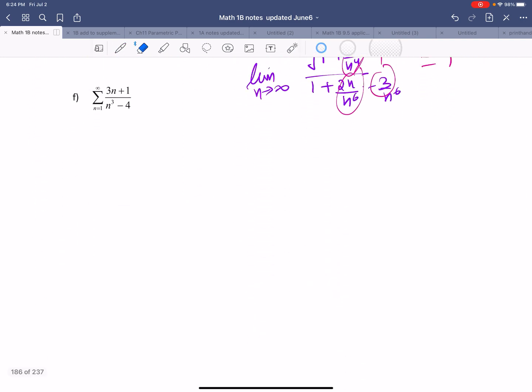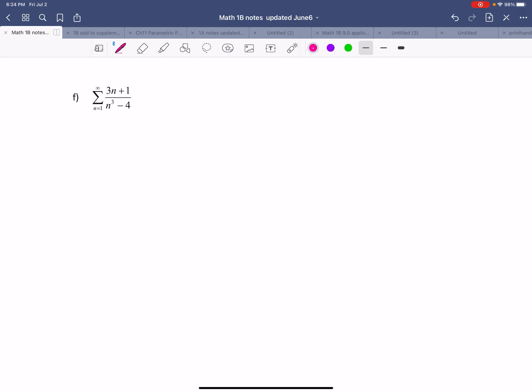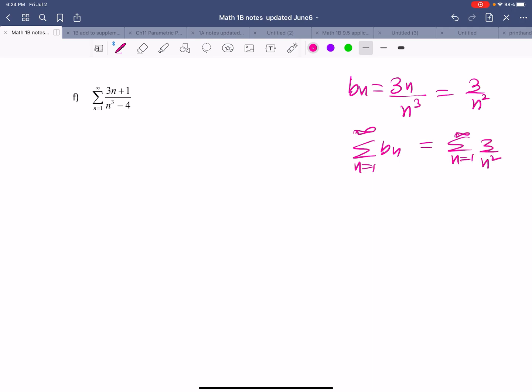Another example of the limit comparison test. Let's check this one out. The summation from n equals 1 to infinity of 3n plus 1 over n cubed minus 4. We're going to find a bn, which is a simpler series: 3n over n to the 3rd, which turns out to be 3 over n squared. So bn is the summation from n equals 1 to infinity of 3 over n squared.